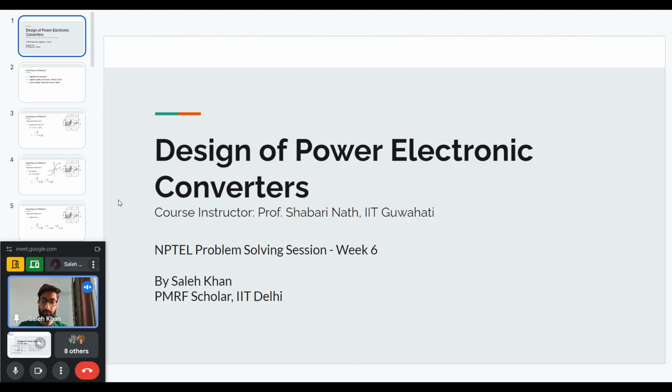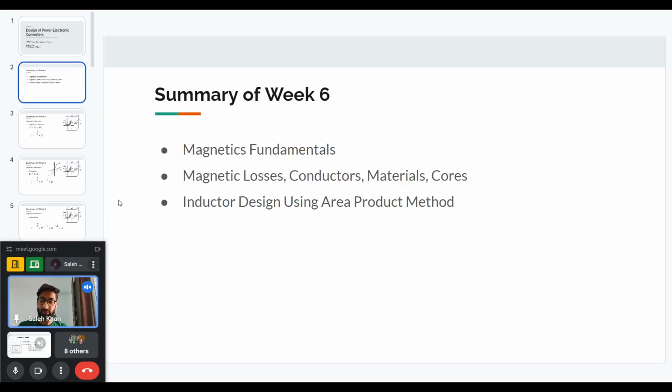I am a PhD student at IIT Delhi, and I will be conducting this problem solving session where we summarize the contents that were taught in the previous week and solve some problems related to those contents. Week six was mainly about magnetics in power electronics, which is inductors and transformers. We covered some fundamentals of magnetics. Then we talked about magnetic losses, conductors, magnetic materials, magnetic cores, and then an inductor design and transformer design procedure was shown using the area product method.